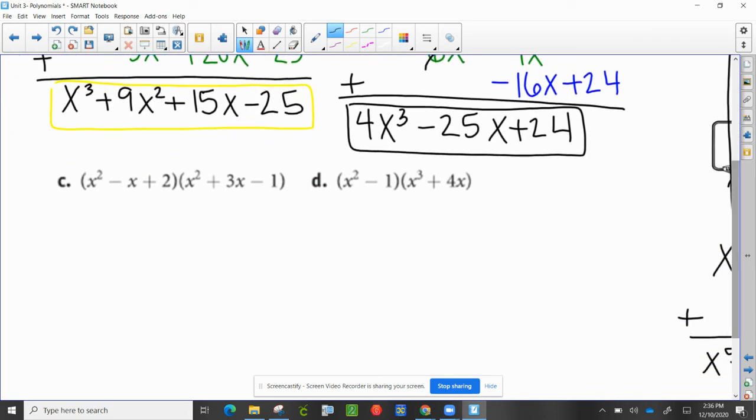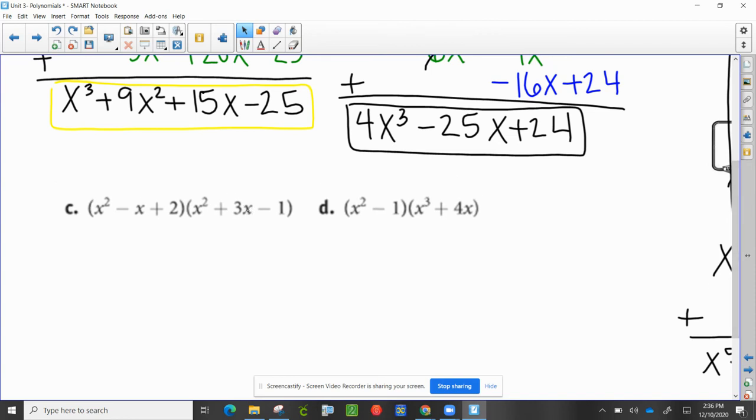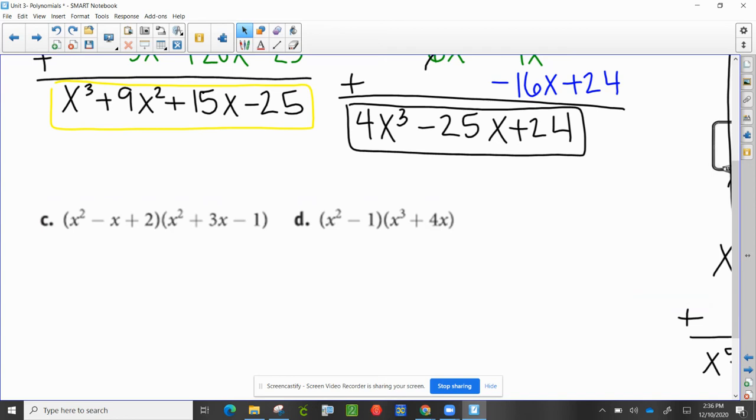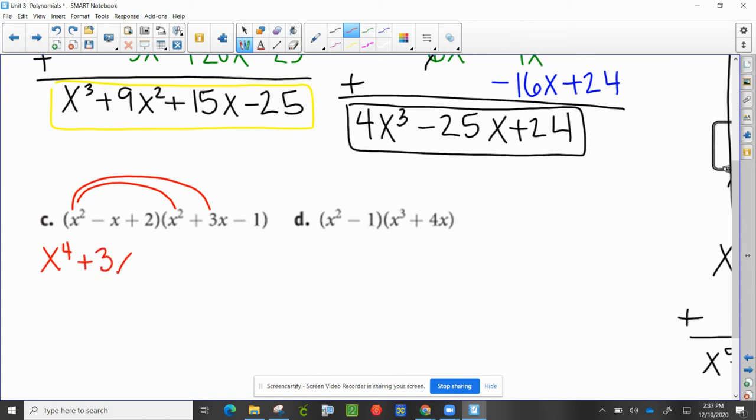Okay. I'm going to go through just one more with C. This is probably the hardest one you would have because you have a trinomial times a trinomial. So lots of distributing here. Let's move this down a little bit so it gives me more space. Okay, so let's go through C. X squared times x squared is going to give us x to the fourth. X squared times 3x, that's 3x cubed. And then x squared times a negative 1 is negative x squared. So there's our first term distributed.